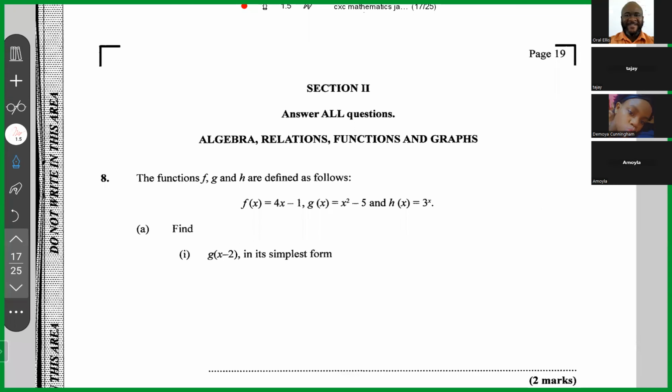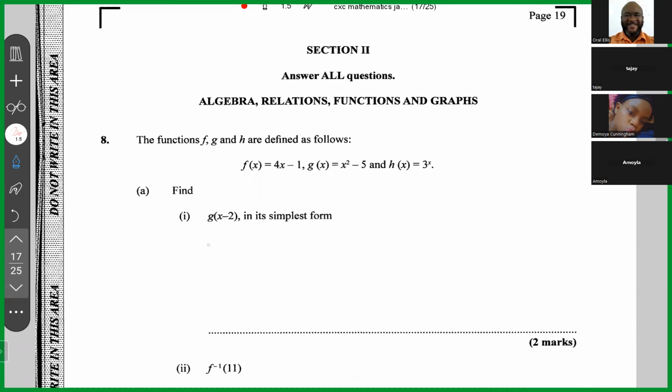All right, so question number 8 says the functions f, g, and h are defined as follows. f of x is 4x minus 1, g of x is x squared minus 5, and h of x is 3 to the power x. A says find g of x minus 2 in its simplest form.